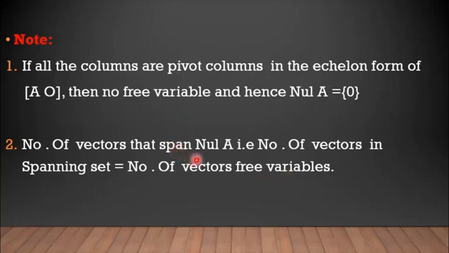Because when you don't have free variables, then there won't be any basic variables to express in terms of free variables. So you will have in null A only one vector, the 0 vector. But then how many vectors will be in the spanning set of null A? That will be equal to the number of free variables. This we can note down immediately by looking at an echelon form of the matrix. We can immediately mention how many vectors can span the null space.